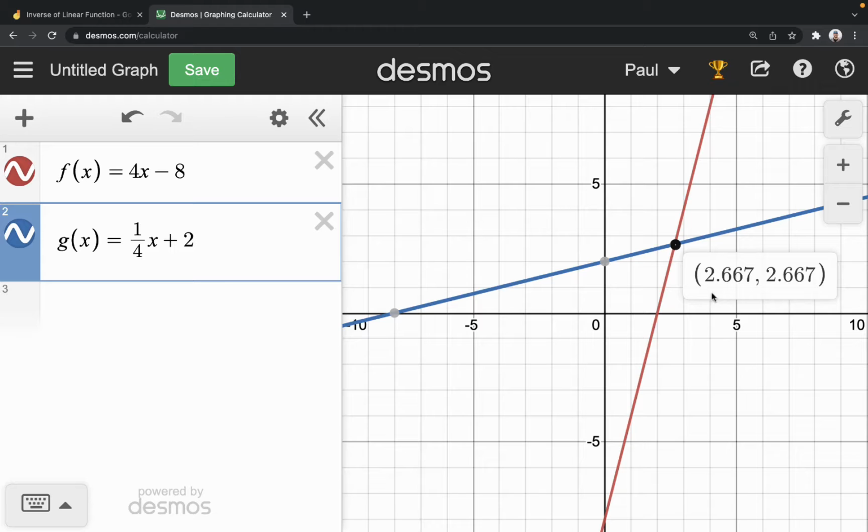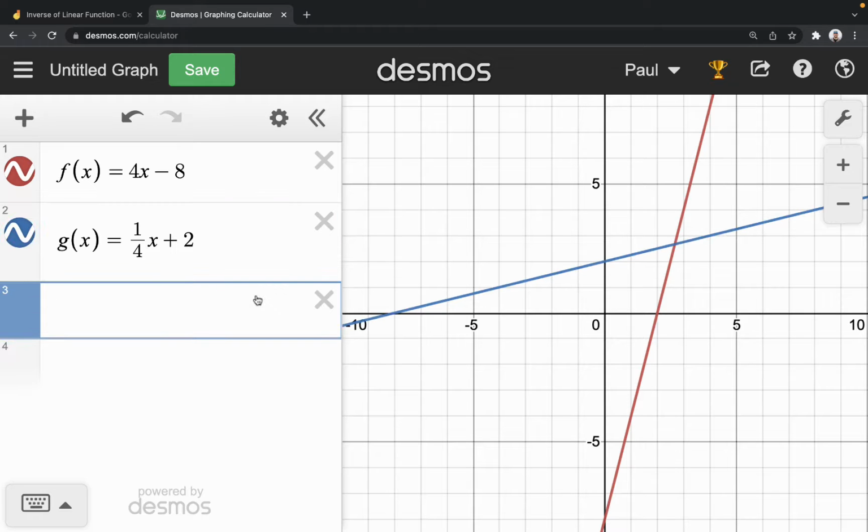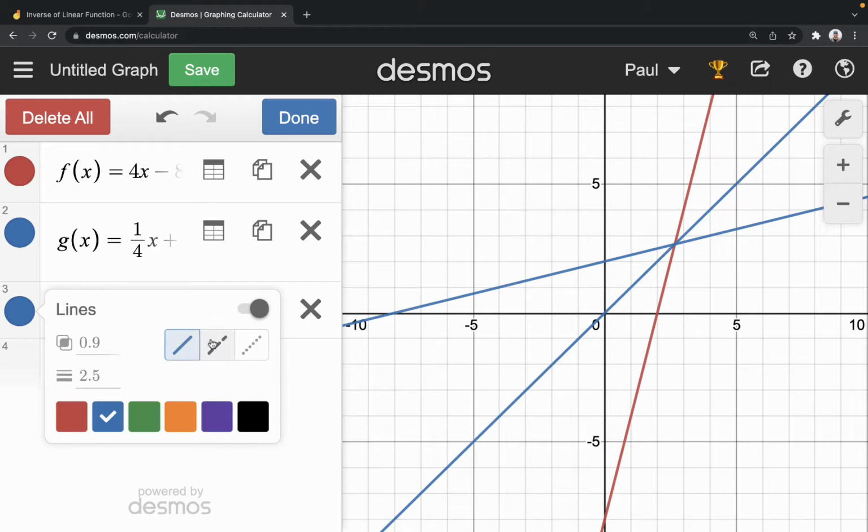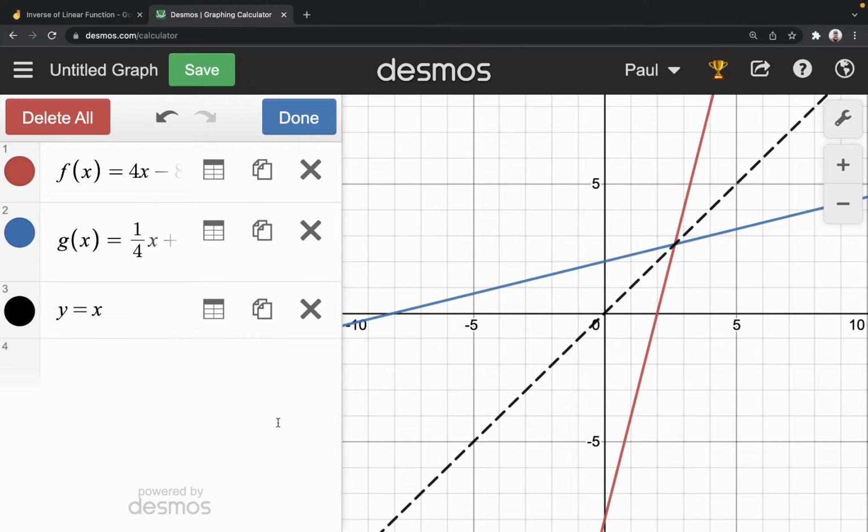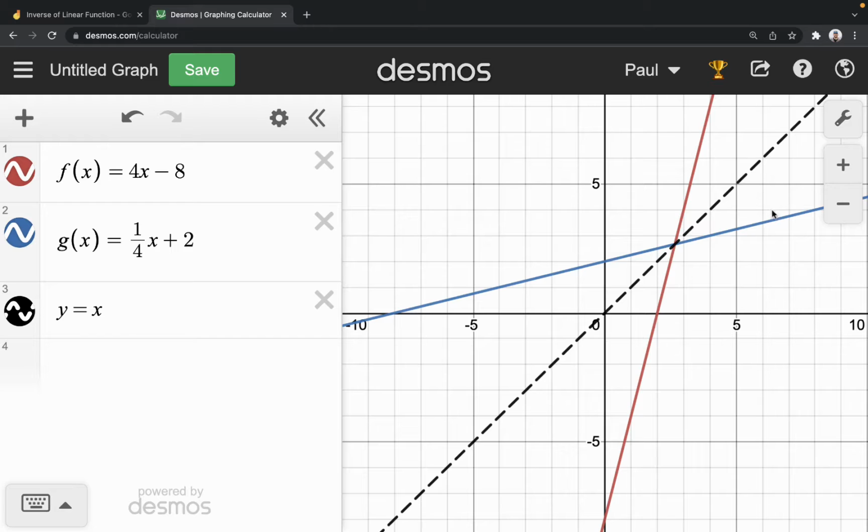They cross where the x and y are the same. It looks like just a fraction there. Otherwise we see that these are a reflection across the line y equals x. So I'll add that in. I like to make that one a dashed black line like this. And so that looks good. It looks like x and y is being reflected.